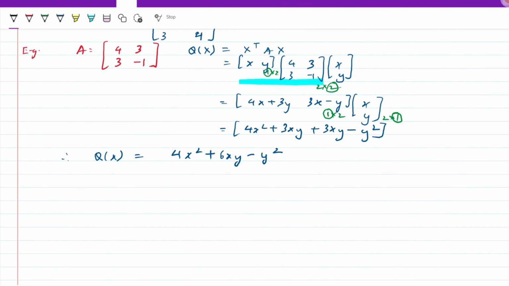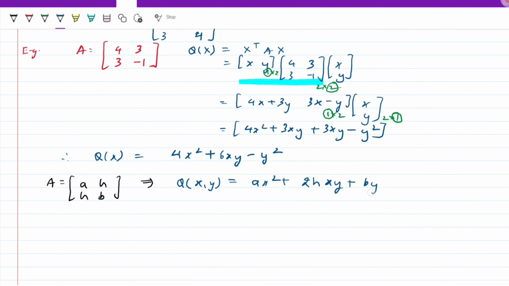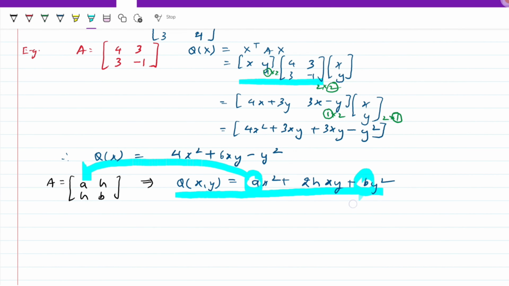Now, the shorter trick to convert from a quadratic form to a matrix and vice versa. If we have a real symmetric matrix A with entries a, h, h and b, then the corresponding quadratic form q of x, y is given as ax square plus 2hxy plus by square, and of course the vice versa part holds. So if this is the quadratic form, then a comes as the first member of the principal diagonal, b is the second member of the principal diagonal, whereas 2h is split into the non-diagonal entries.